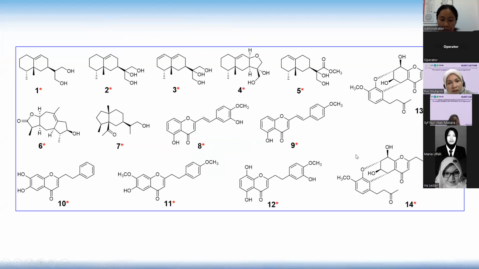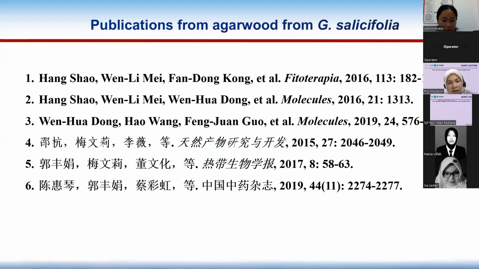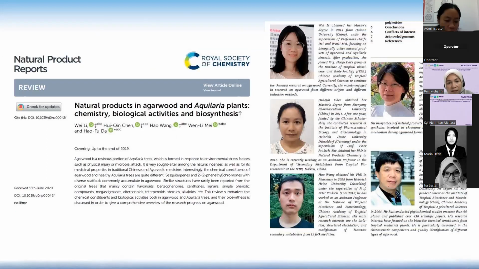From the structures we can find they are very close to the compounds from Aquilaria species. So from different species, the structure types are still very close for the agarwood. And here are the publications. And because of abundant work on the chemical composition of agarwood, we were also invited to write a review about agarwood in Natural Product Reports in 2020.